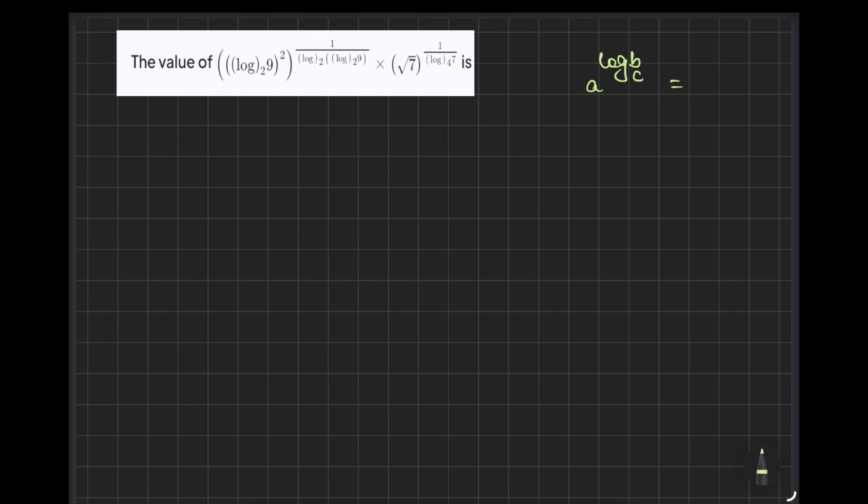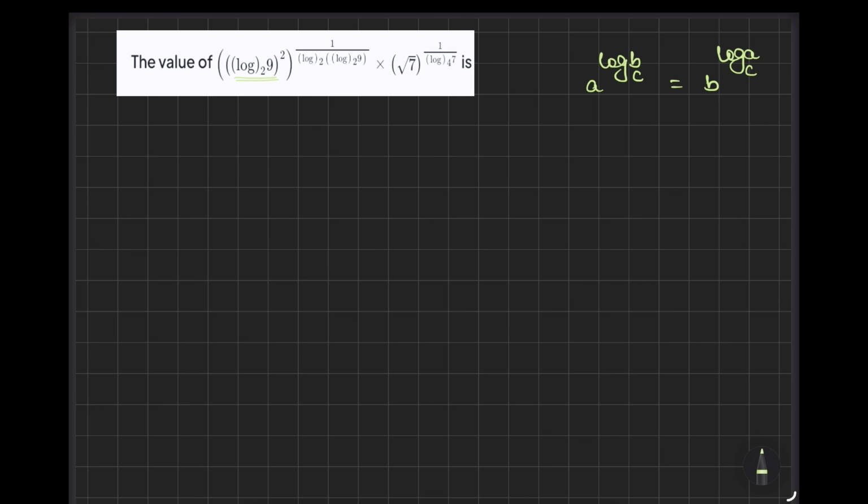So if we are in this kind of situation and we are not getting any idea, we guys can interchange these two personalities. So we guys can write b power log a base c. Okay, now look at this.